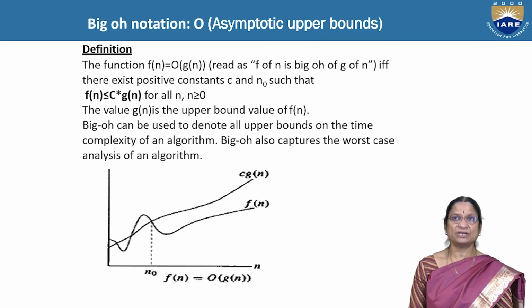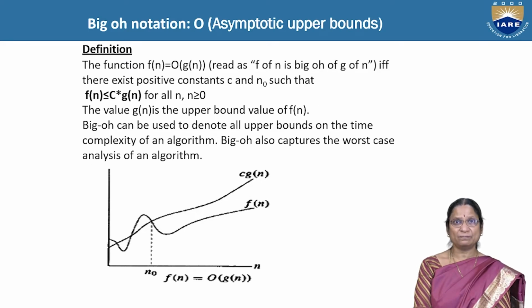The function f of n is equal to big O of g of n if and only if there exist constants c and n naught such that f of n is less than or equal to c star g of n for all values of n greater than n naught. That means the value of g of n is an upper bound of the value of f of n. Upper bound means more than that, time complexity doesn't exist at all.